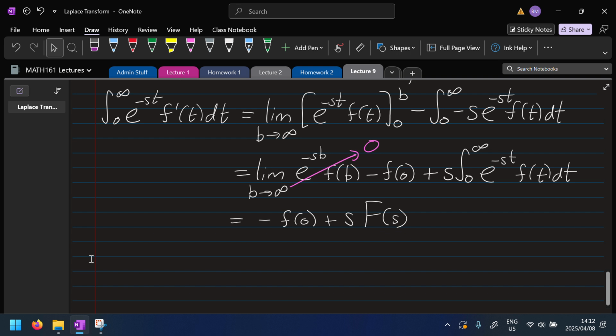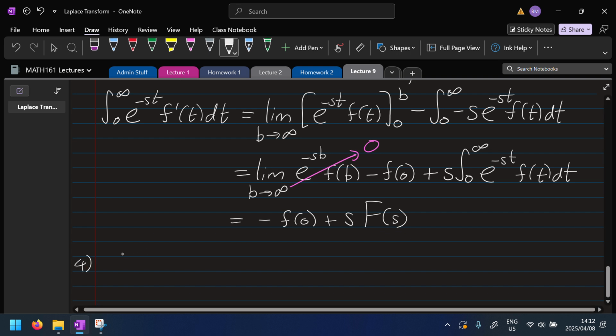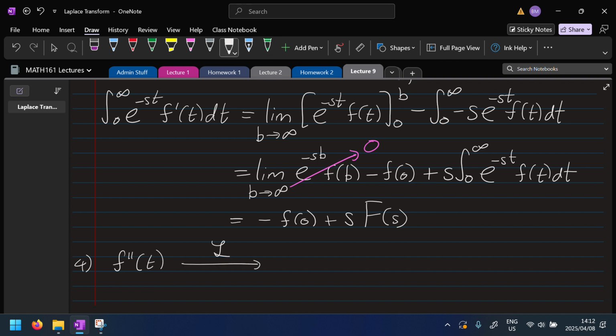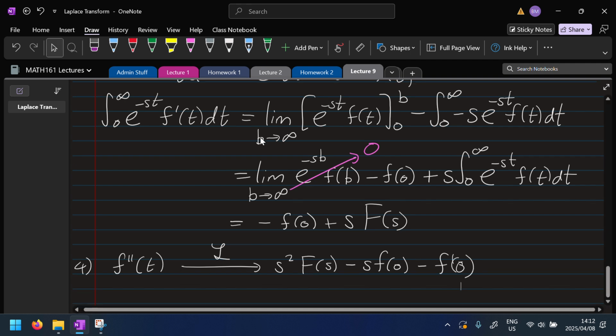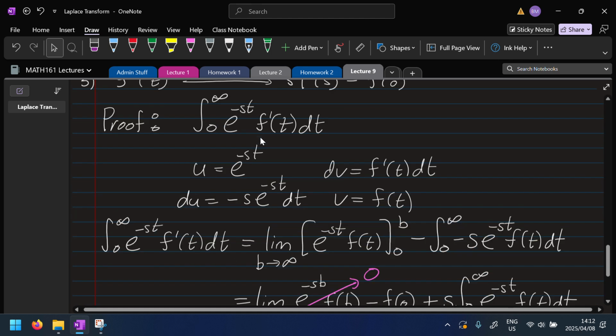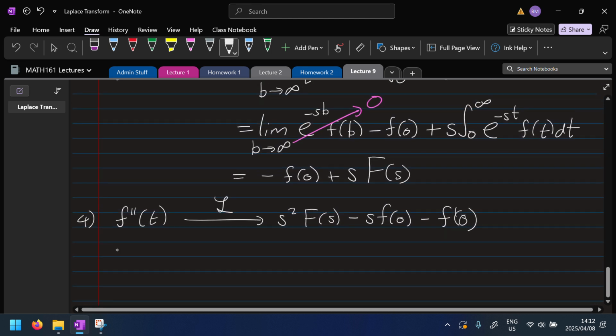Now the next one, number 4, is if we have f double prime of t, using the Laplace transform, this gives us s squared F of s minus s f of 0 minus f prime of 0. Okay, very similar to what we did for property number 3, and that will be for homework. Okay, you can give that a go. Very similar to what we did for number 3.